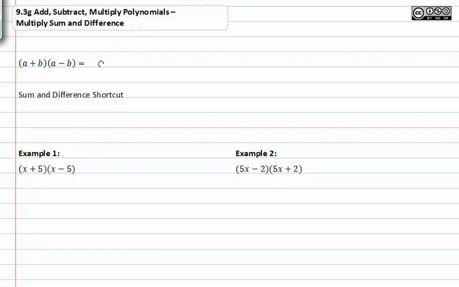A times A is A squared. A times negative B is negative AB. And then moving on to B, we get plus AB. And lastly, we get negative B squared.